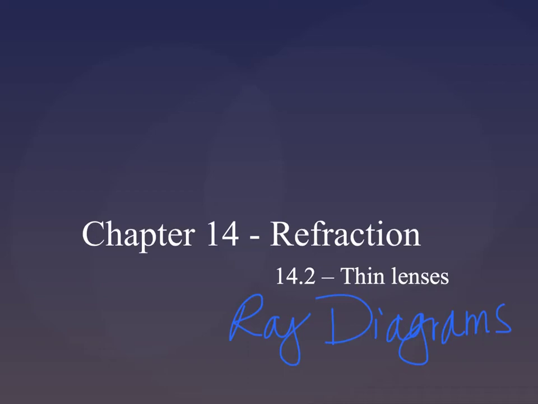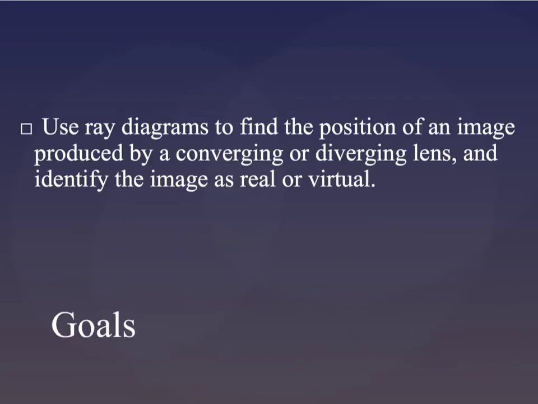Welcome to Chapter 14. This is still Section 2, and this is just our little special part on ray diagrams. So what we're going to do is look at how we use ray diagrams now to find the position of an image by either type of lens. Okay, and we've already talked about how to identify as real or virtual, so I'm not going to go as much into that.